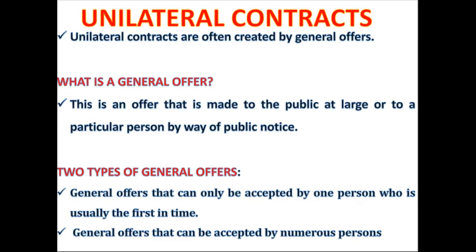And then there's another type of general offers. Those can be accepted by numerous persons, just like we saw in the case of Carlill and Carbolic Smokeball Company. Remember, in that case, the judge said that whoever shall buy the medical preparation, use it according to the instructions and contract the influenza, that is the person we will say has accepted it. So in Carlill and Carbolic Smokeball, it was a general offer that could have been accepted by numerous persons.